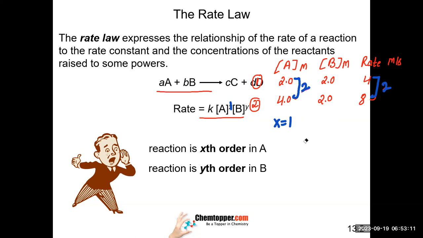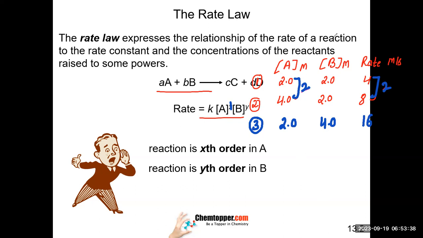Children, are you understanding the meaning of order? Okay, let me give you another experimental data. Now let's take the third experimental data, A is 2.0. I have made B as 4.0. And I found the rate as 16.